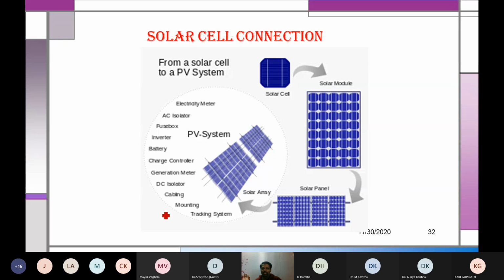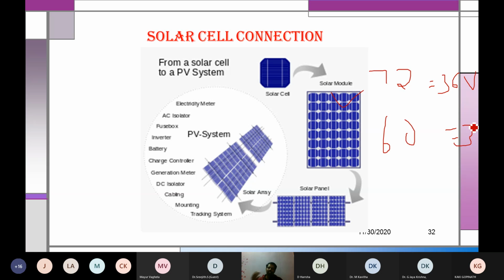So if you want to increase the voltage level, I'll be connecting them in series. I'll connect all these solar cells in series. That is called a module. For example, if I'm connecting 72 cells in series, I'll get around 36 volt, assuming that each cell is 0.5 volt. Or for example, if I'm connecting 60 cells in series, I'll get around 30 volt. Like this, depending upon the requirement, you can connect them in series. So that is called a module.